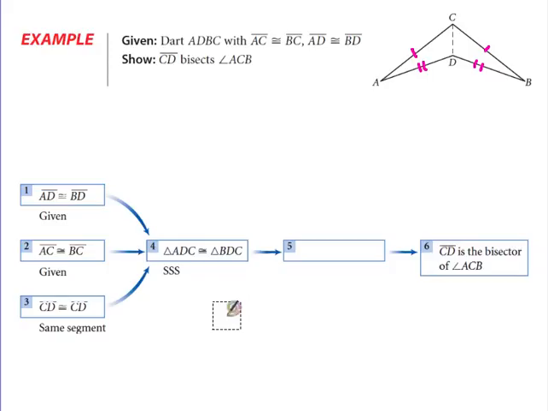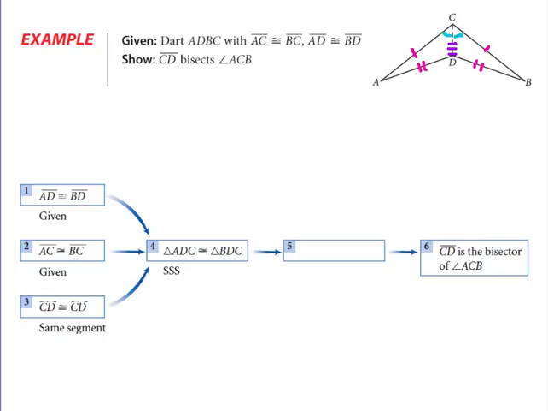So let's see where I need to go. I need to show that CD is the bisector of ACB. So if it's the bisector, what do I know? It splits it into 2 parts. So if CD is the bisector, that means it splits this angle and this angle into equal parts. So let's see, what's going to have to go here in 5?